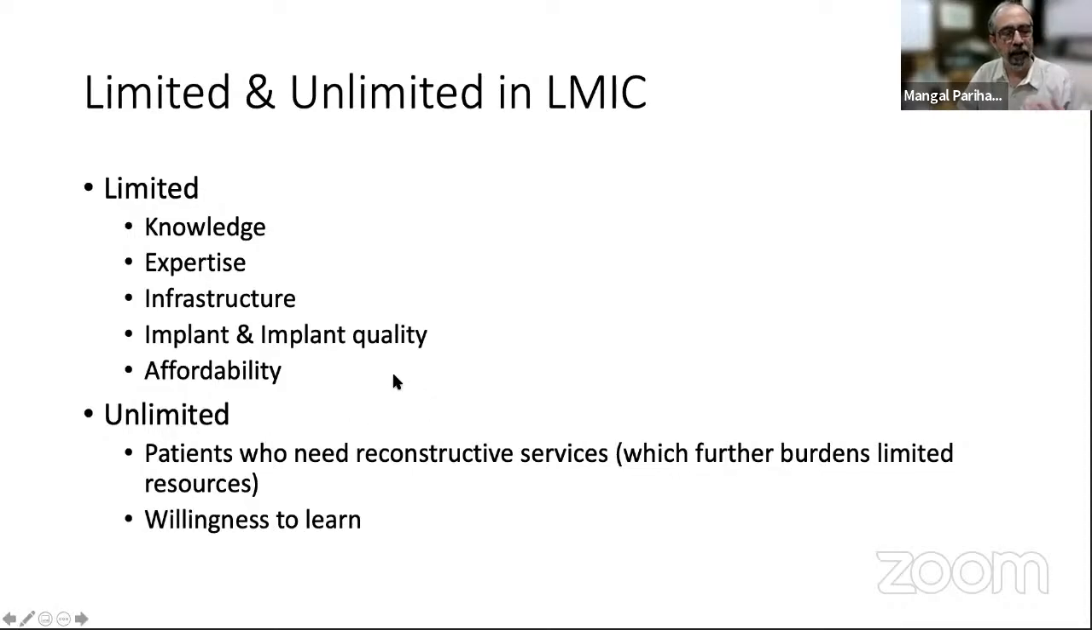At the same time, infrastructure may be deficient, implant quality may be an issue, and as he pointed out, costs and the affordability for patients, because in a lot of places patients are paying out of pocket rather than from insurance. But what's unlimited is, again, the kind of patients that he showed, patients who need reconstructive services. And this number of patients further burdens whatever limited resources we tend to have. But at the same time, the willingness to learn among our surgeons is kind of unlimited. The willingness to learn and the willingness to share, I think.